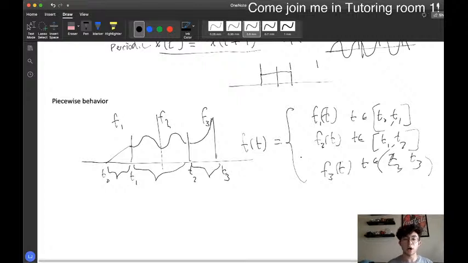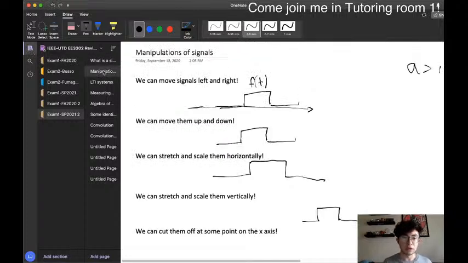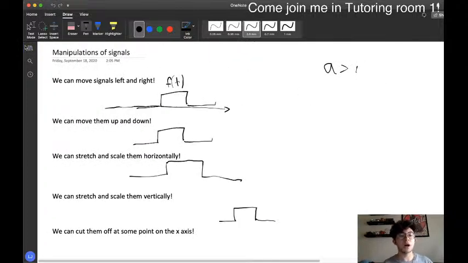I'm not going to get too caught up on singular points, so I'm not going to be talking too much about discontinuities, particularly in these piecewise defined functions. But if I get a chance, I might. So yeah, we have signals, and I've tried to define the best I can what a signal is.